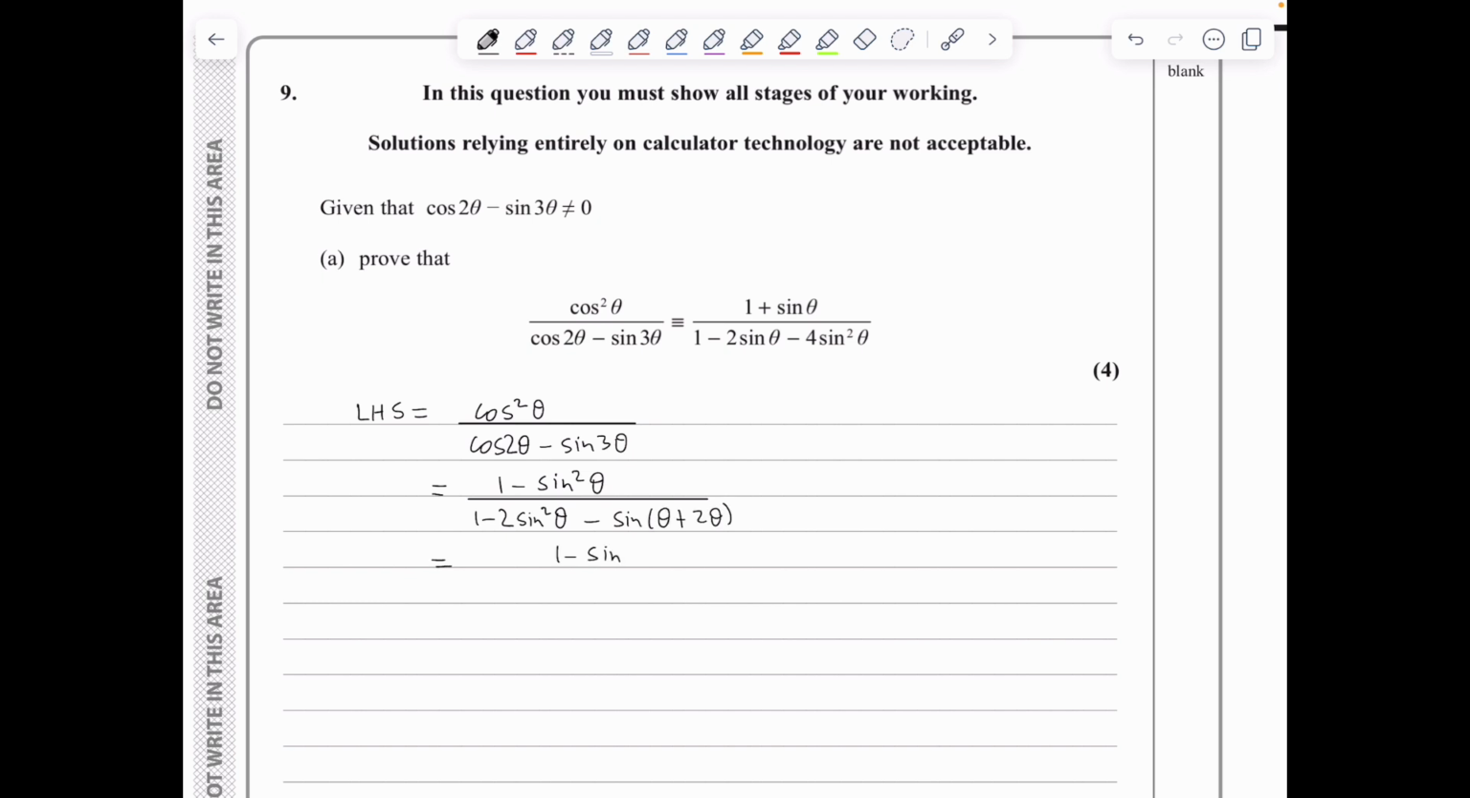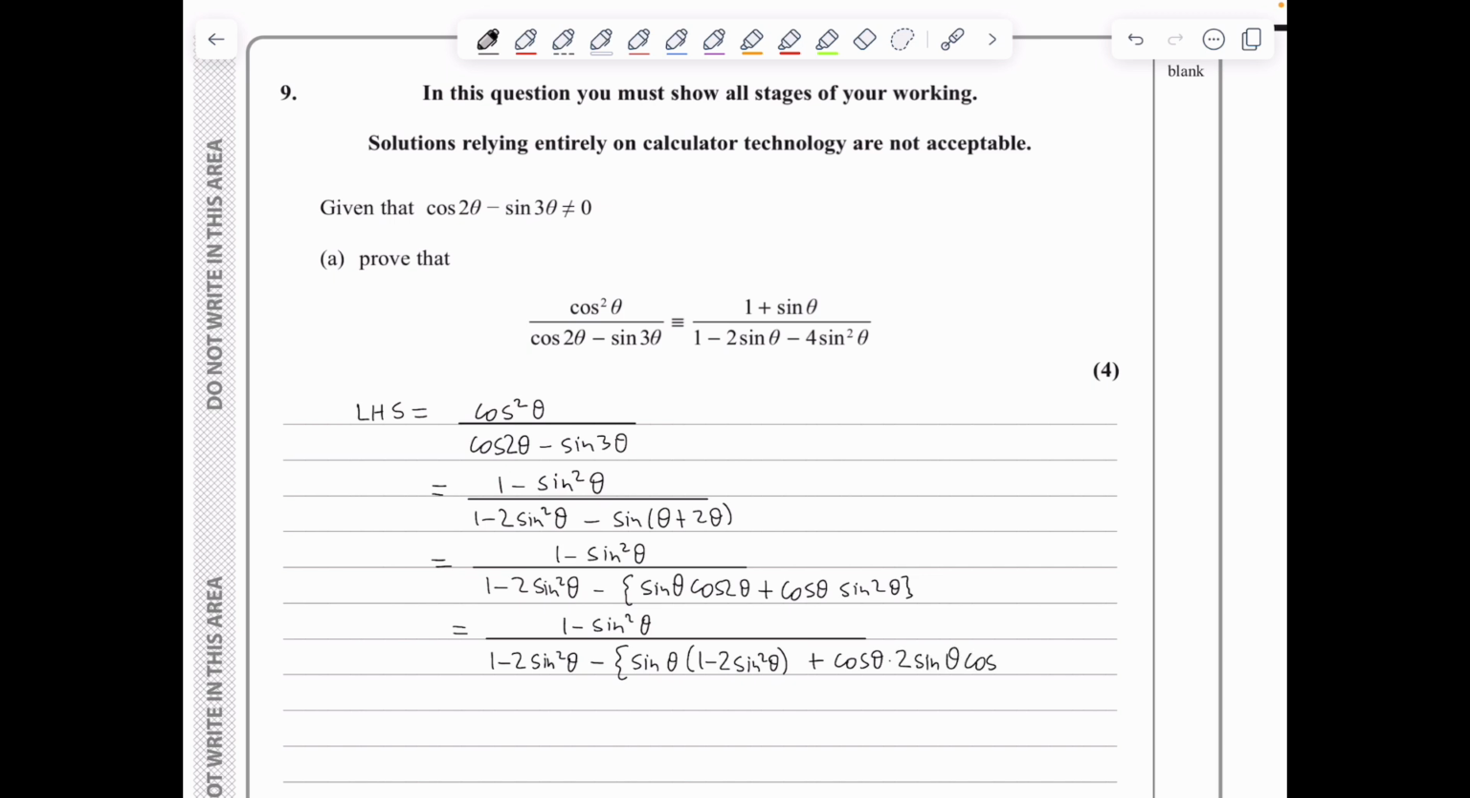So this is 1 minus sine squared theta over 1 minus 2 sine squared theta, and I will now expand the sine of theta plus 2 theta. So this is sine theta cos 2 theta plus cos theta sine 2 theta, which leads to 1 minus sine squared theta in the numerator, and in the denominator we've got 1 minus 2 sine squared theta minus the sine theta. For the cos 2 theta, I will write this as 1 minus 2 sine squared theta plus the cos theta and the double angle for sine 2 theta, which is 2 sine theta cos theta.